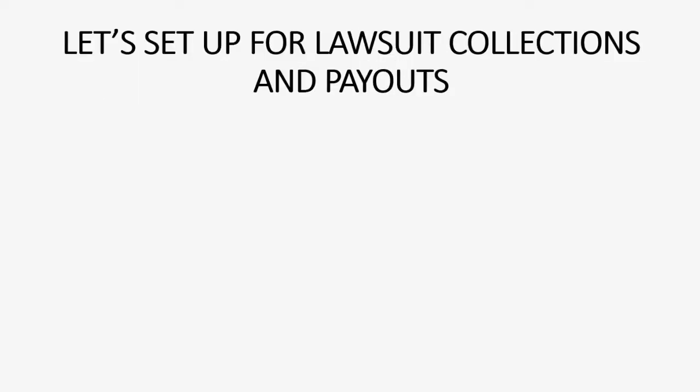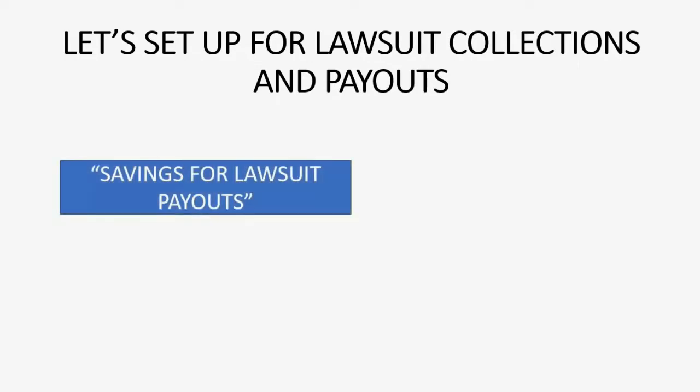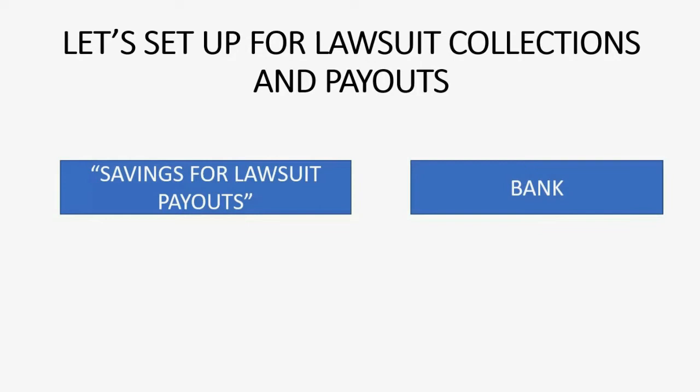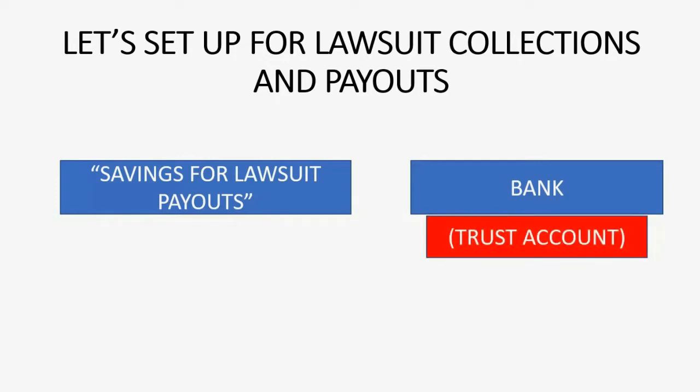Let's set up for lawsuit collections and payouts right now. Savings from lawsuit payouts will be the bank type of account that we put in the chart of accounts, and that will be where the money is physically deposited, because that's what is called a trust account. It's money that the client trusts us to collect on their behalf in order to pay it to them when the lawsuit is over. So let's go ahead and put that in the chart of accounts.